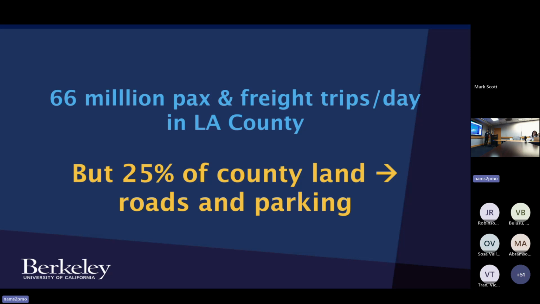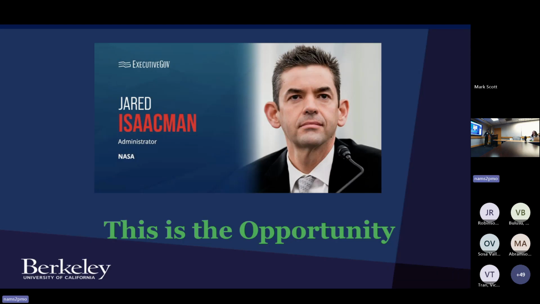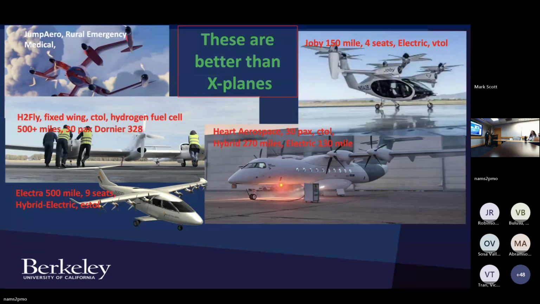LA County, 66 million passenger and freight trips. We give up 25% of county land for roads and parking. We pay a lot, and it's still become a bottleneck that we cannot get over. We get problems like this, right? The Wall Street Journal writes articles of this kind. And I would say to the administrator, who seems very interested in building aircraft, that this is an opportunity. Mr. Ford gave us a vision. It lasted 100 years, but it's over now. I think these aircraft are a better idea than airplanes. If the administrator is looking for a legacy, what better legacy than to outdo Mr. Ford?